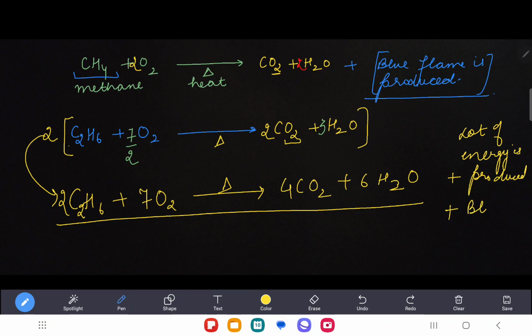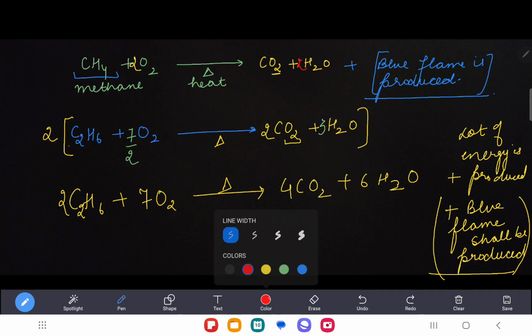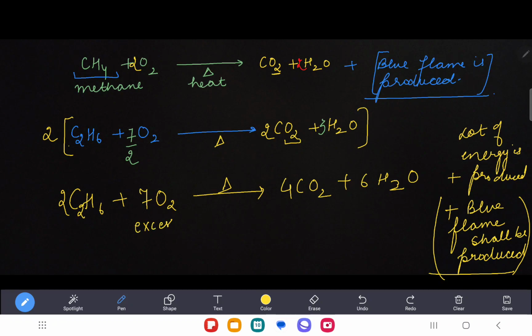And a blue flame shall be produced. Understood or not? Any doubts on this? No. Right? So this is how you write down the equation of complete combustion, where oxygen is in excess quantity.